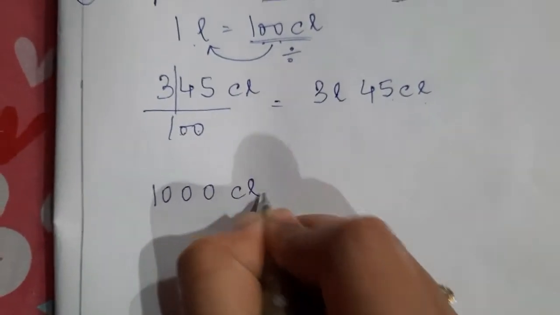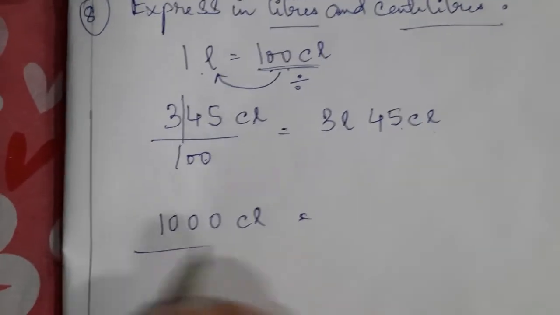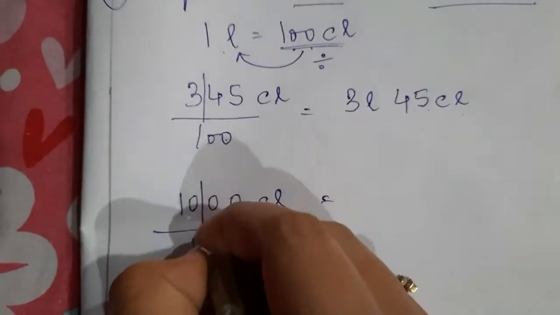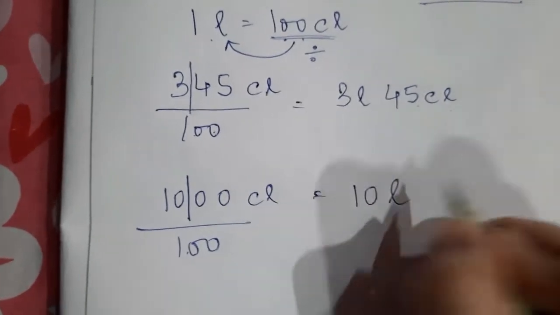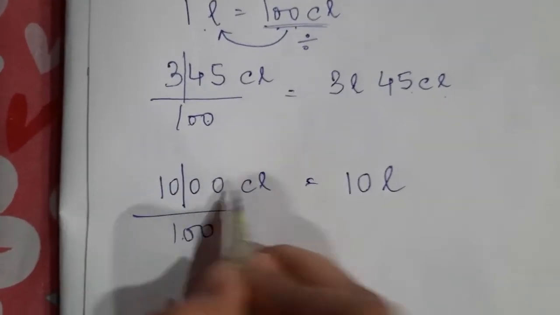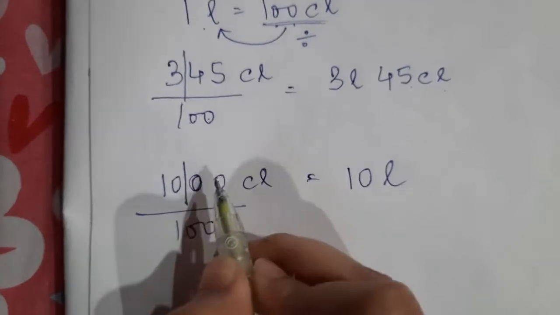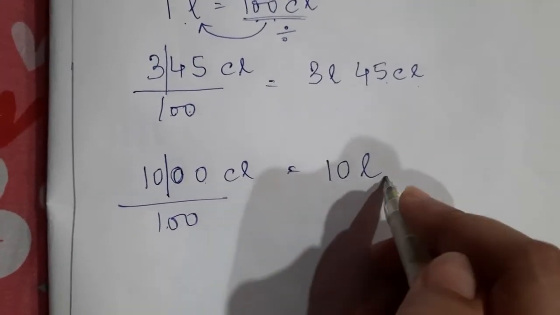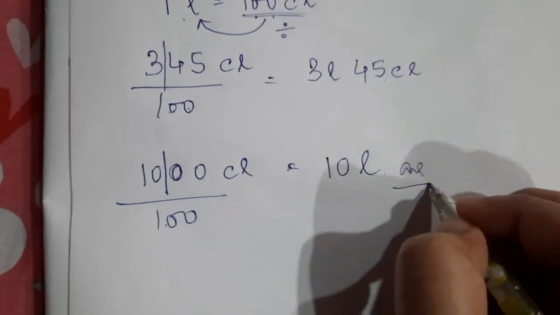1000 centiliter divided by 100. 2 zeros, skip 2 numbers, put a bar here. This becomes 10 liter. 0 centiliter is actually nothing, so we are not going to write it. Then 10 liter becomes the answer.